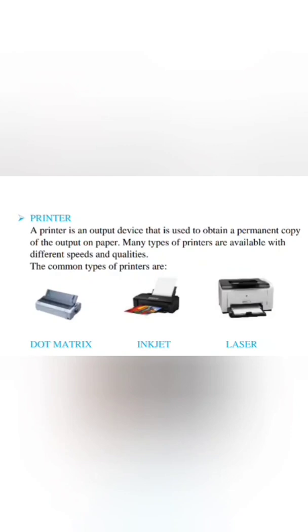Dot matrix printer prints one character at a time. Each character is made up of a number of dots. Inkjet printer: the quality of print produced by the inkjet printer is better than that of the dot matrix printer. Inkjet printers are quiet compared to dot matrix printers and print high quality text and graphics. They also print in multicolor, but cannot use carbon papers, whereas a dot matrix printer can print multiple copies using carbon papers. Next we come to the laser printer.